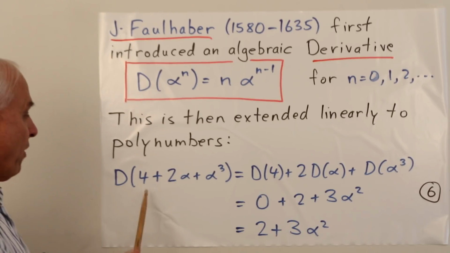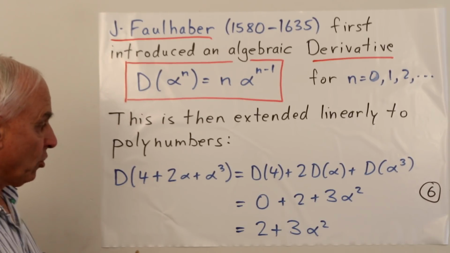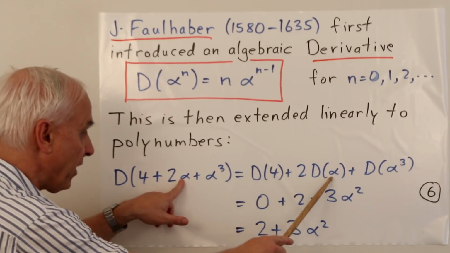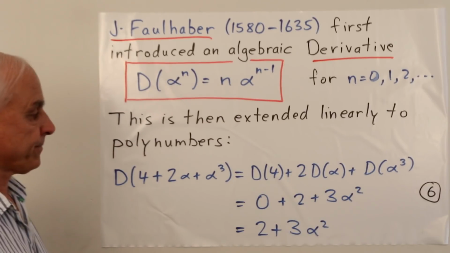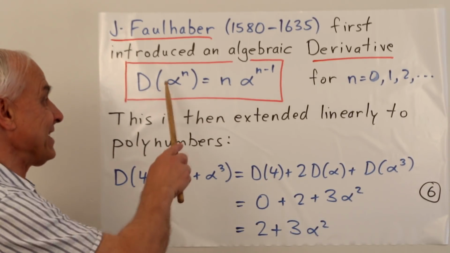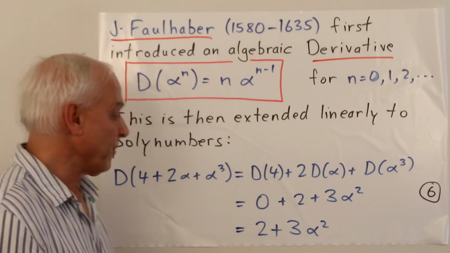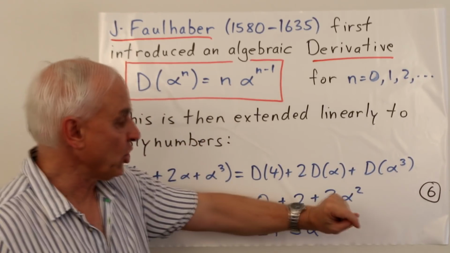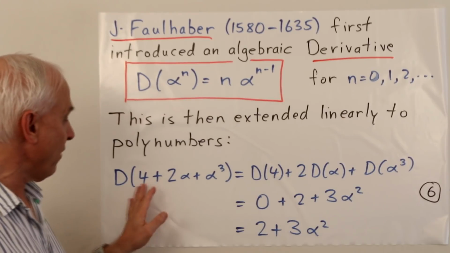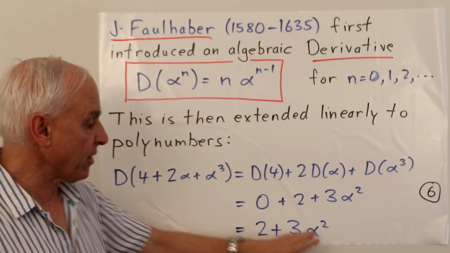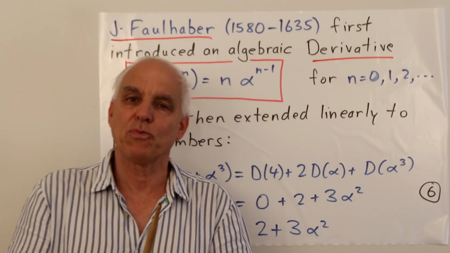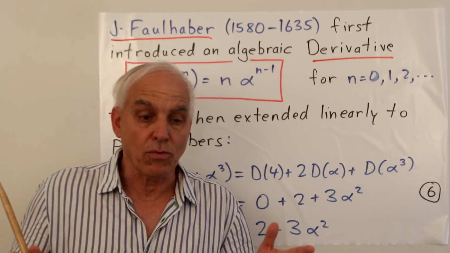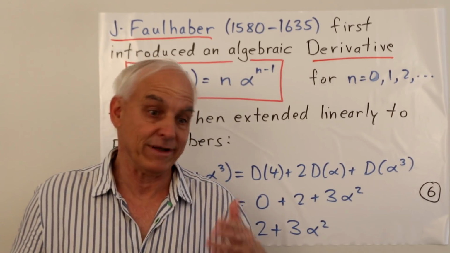So for example, the derivative of 4 plus 2 alpha plus alpha cubed is the derivative of the constant 4 plus 2 times the derivative of alpha plus the derivative of alpha cubed. The derivative of 4 is 0 because that's like the case alpha to the 0. The derivative of alpha is just 1, so we get 2 there, and the derivative of alpha cubed is 3 alpha squared. So the derivative of this polynumber is 2 plus 3 alpha squared.